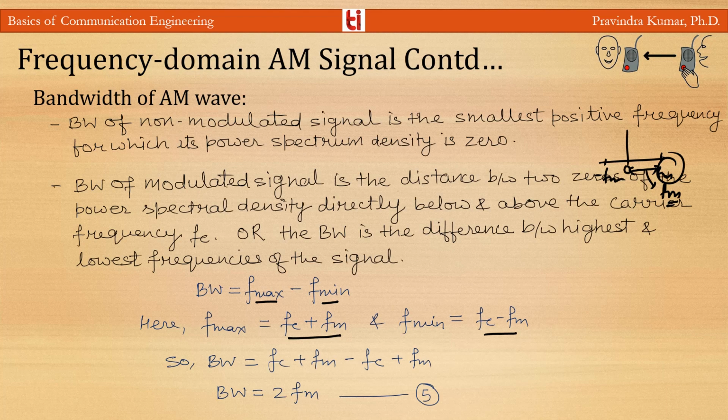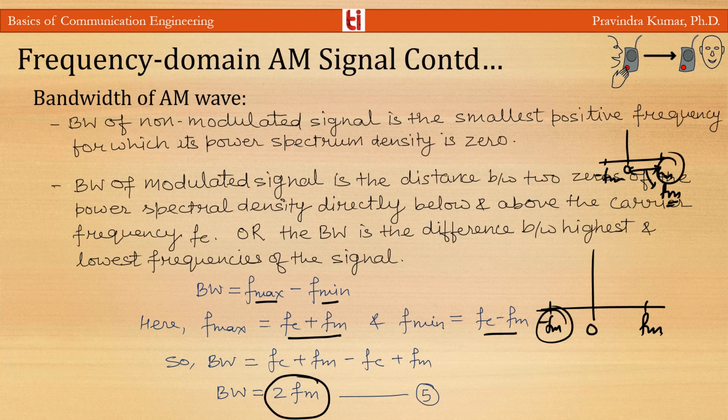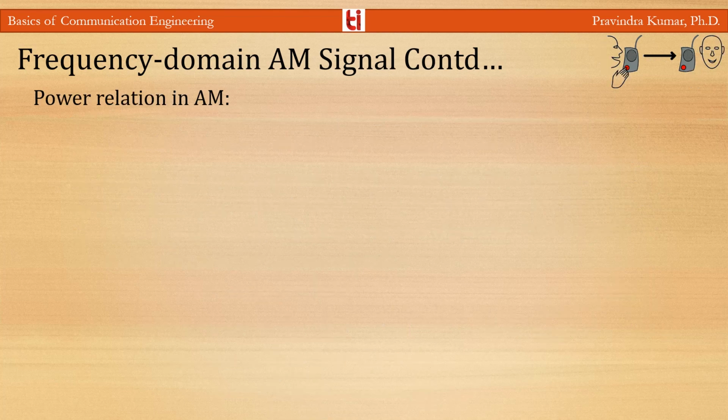So the bandwidth for the modulated signal is the difference between the higher frequency component and the lower frequency component. It is 2fm. But the bandwidth of the unmodulated signal or baseband signal will be the highest frequency component. So for the baseband signal, if the frequency is minus fm to plus fm, the bandwidth of the unmodulated signal will be fm, but in the modulated signal it will be 2fm.